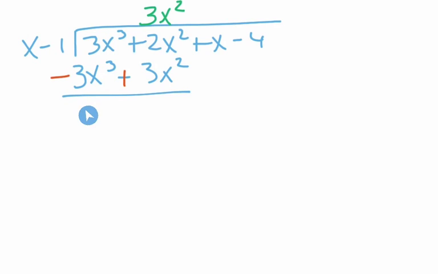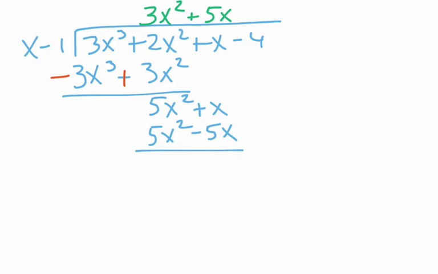3x to the third minus 3x to the third is 0. 2x squared, and now it becomes a plus 3x squared is 5x squared. And I bring down the next part, which is plus x. And now we repeat the process. What do I multiply x by to get 5x squared? The answer is 5x. 5x times x is 5x squared. And 5x times negative 1 is negative 5x.